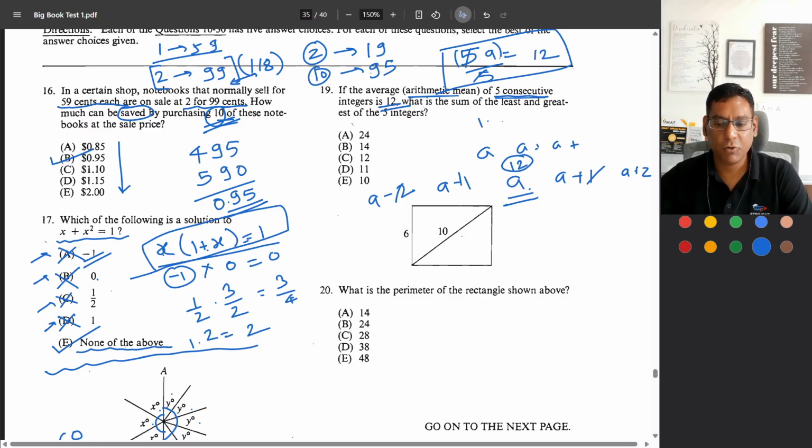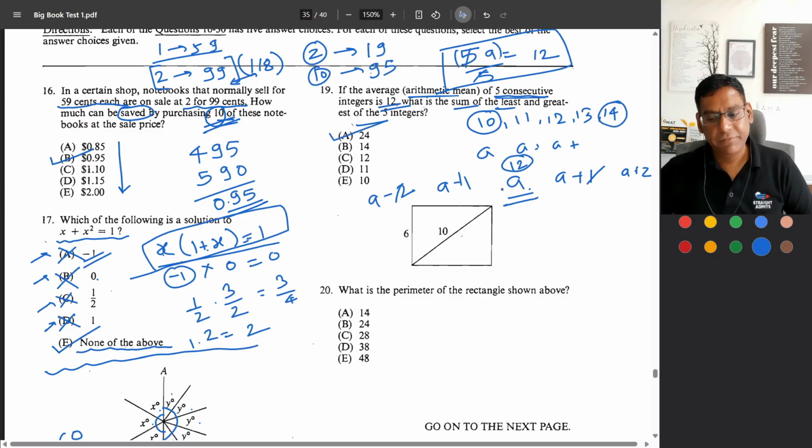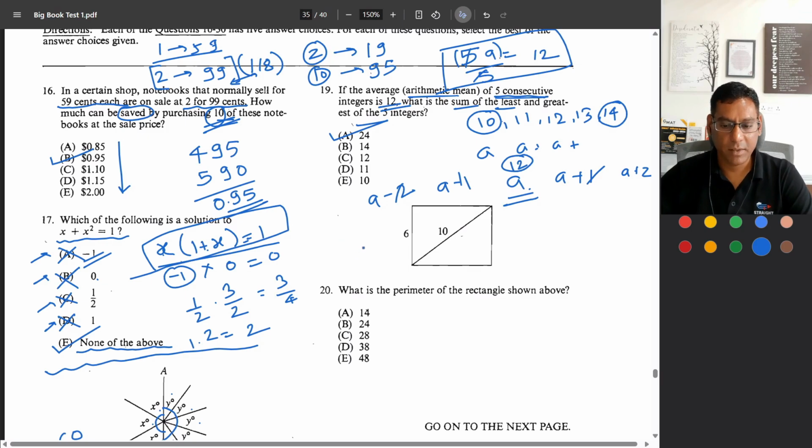So basically we are talking about these numbers: 10, 11, 12, 13, 14. What is the sum of the least and the greatest of the 5 integers? The sum of the least and the greatest is 10 plus 14, which is 24. Even if you do it the other way, you will still get the same number, just that the calculation is slightly easier here. Okay, fine.